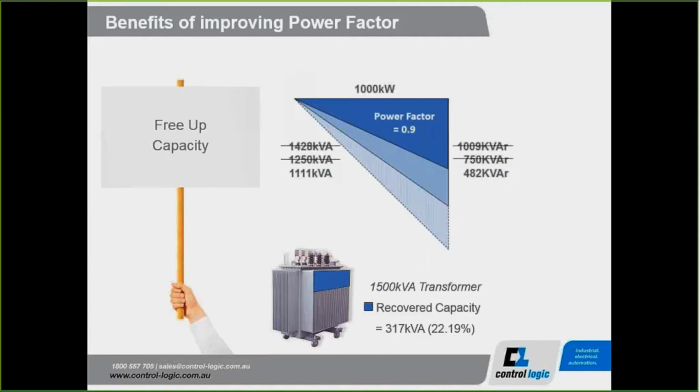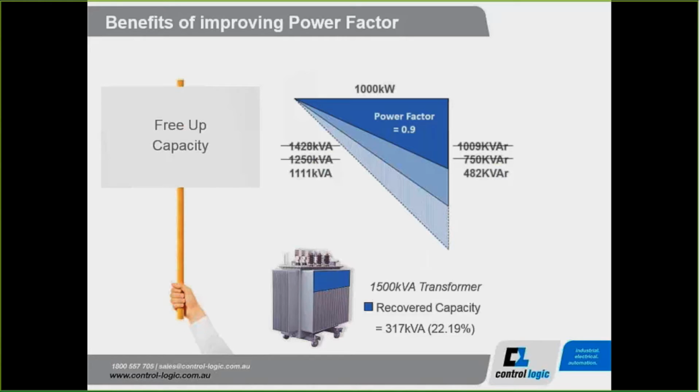Okay, so the next reason for improving power factor: basically, freeing up capacity. What we see on this slide is a transformer, a 1500 kVA rated transformer. The power factor has been improved up to 0.9. By improving the power factor to 0.9, the kilowatts have been reduced, and consequently the kVA has been reduced. They've been able to recover 22% capacity.